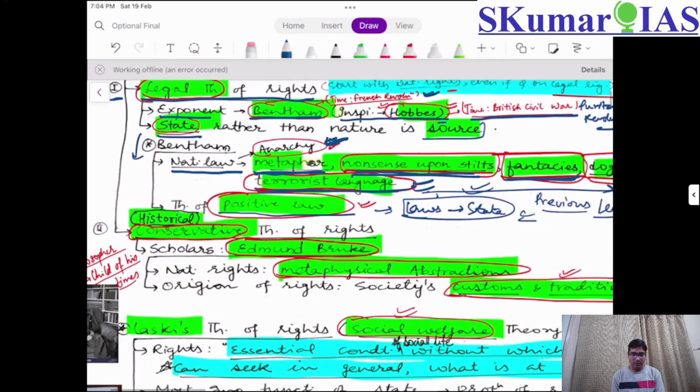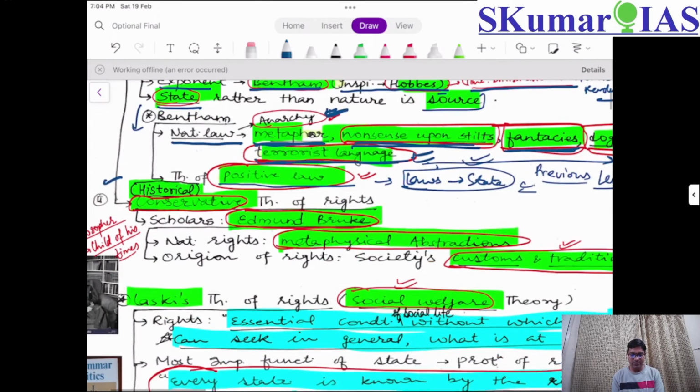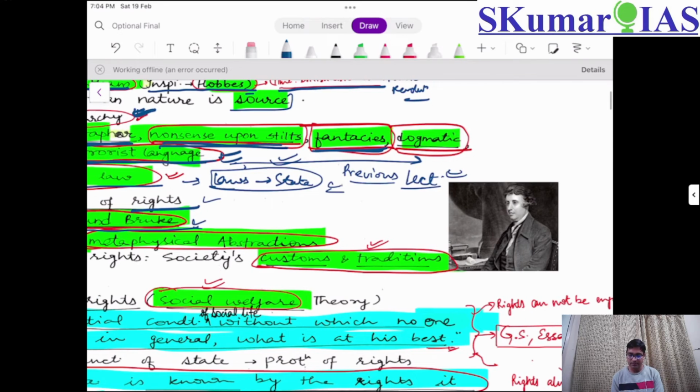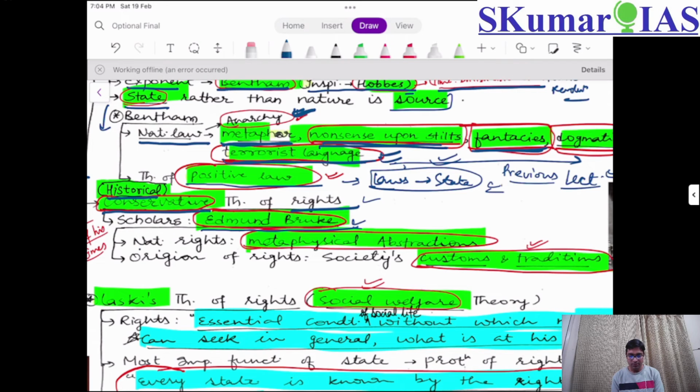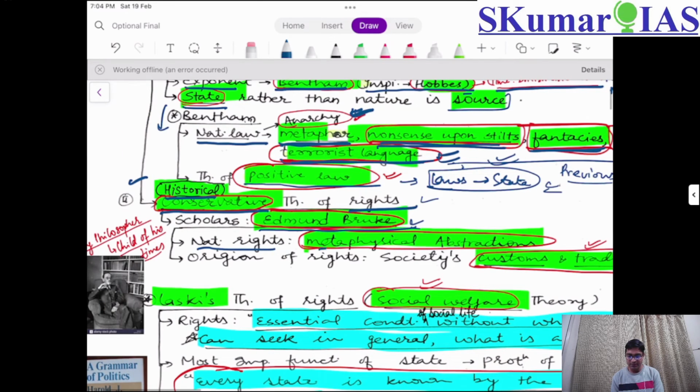Now the second criticism of the theory of natural rights is by the historical or conservative theory of rights. The scholar of the conservative or historical theory is Edmund Burke. They say that natural rights are just metaphysical abstractions. Natural rights, I mean, they have no hands and legs. They are just metaphysical abstractions, very, very vague. Source is nature, source is God, but they say that these things are very vague.